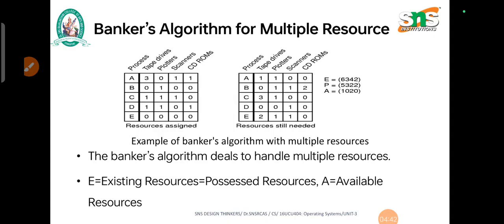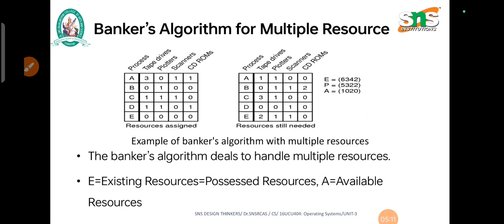This is the Banker's algorithm for multiple resources. Here we have multiple resources like tape drive, plotter, scanner and CD-ROM. We have different processes named A, B, C, D and E. Next are the resources assigned to each process. Next are the resources still needed. E is the existing resources, that is we have 6 tape drives, 3 plotters, 4 scanners and 2 CD-ROMs.